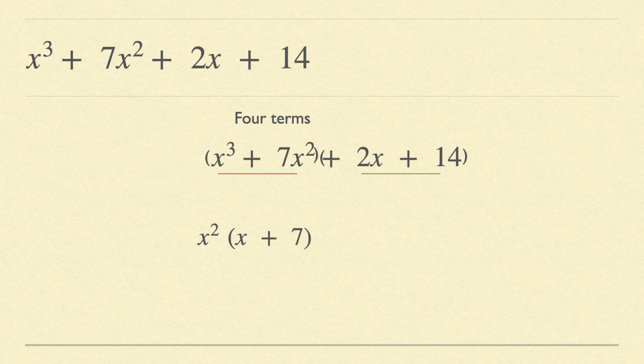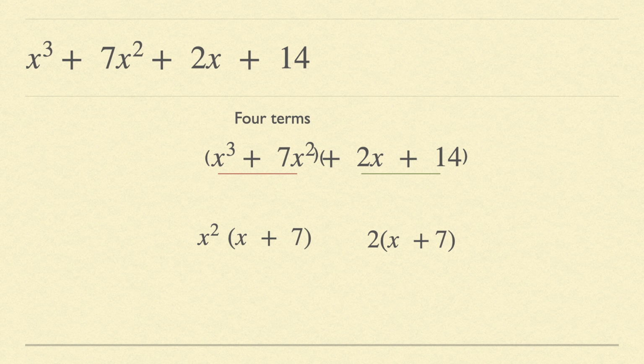Now let's look at the next binomial. I have 2x plus 14. So 2x plus 14, what can I factor out of both? Well, I can factor out a 2. So 2x divided by 2 is x, and 14 divided by 2 is 7.